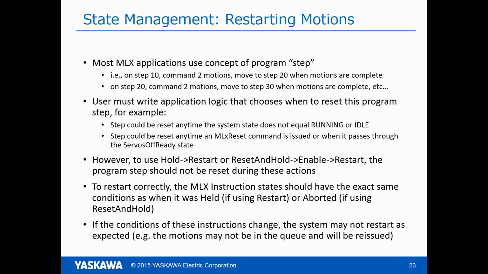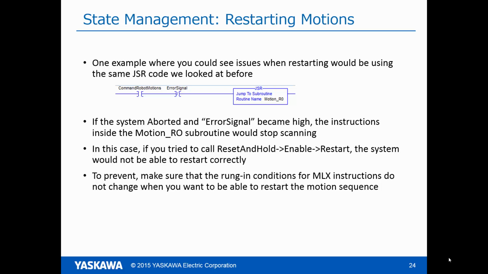One method that works in most cases is to use the servos off ready state to reset the program step. This state is only entered when issuing a MLX reset command, which will clear the motion queue anyways, and not through the two paths that involve restarting motions. The main takeaway here is that the states of the MLX instructions should not change during the time the system is held. One example where you might encounter a problem with this is again using the jump to subroutine command.